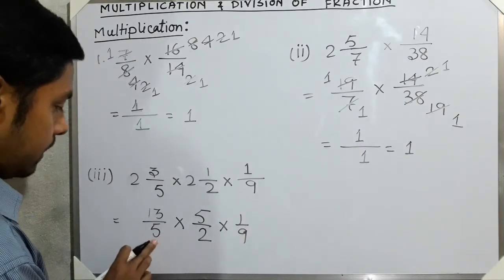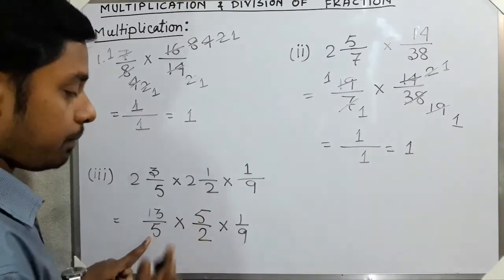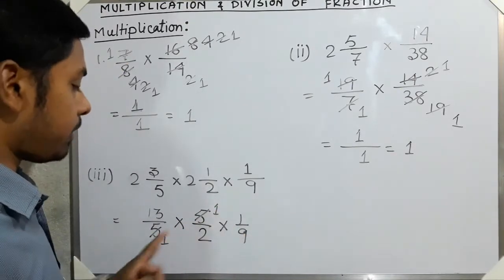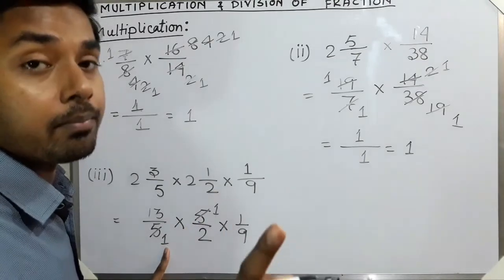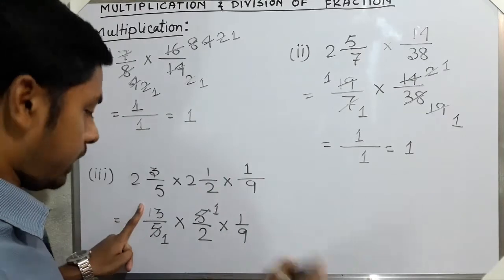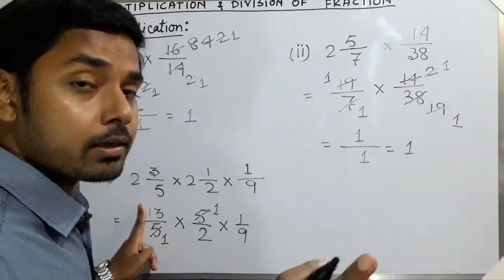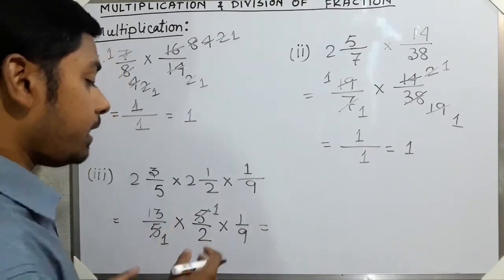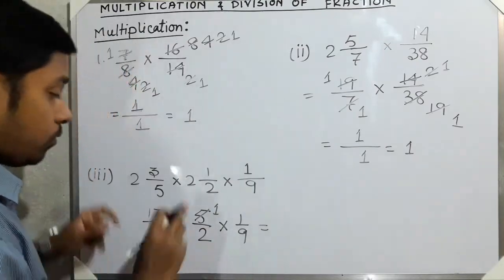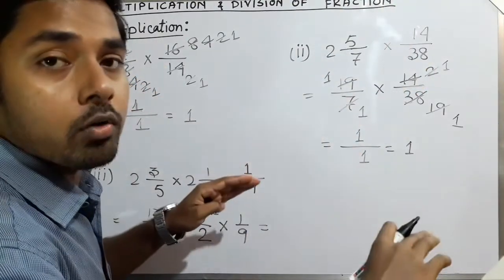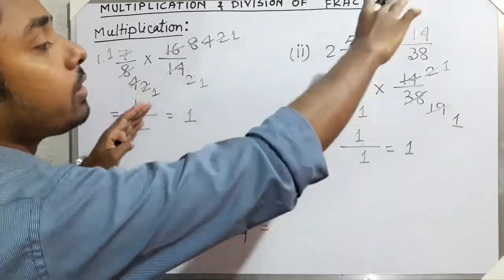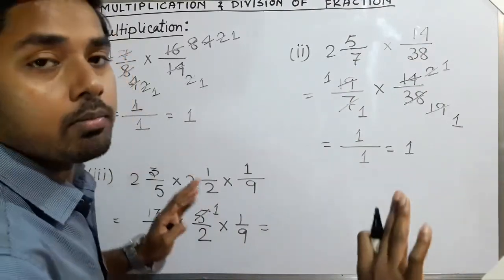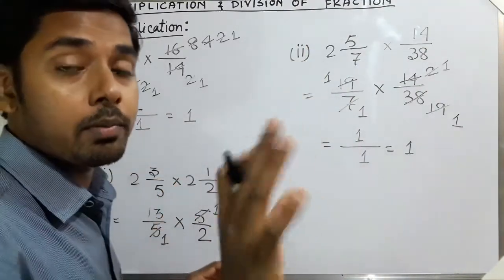You can see here 5 and 5 can be cut. So 5 1s are 5 and 5 1s are 5, we have cut here by 5. Now here 13 and 2 can't be cut, 13 and 9 also cannot be cut. So what do I have to do? Whenever you do not have any number to cut, then what did we do here? Multiply up and multiply down. That means in the upper side you multiply all the numerators, and in the downside you multiply all the denominators. But a denominator and numerator cannot be multiplied.